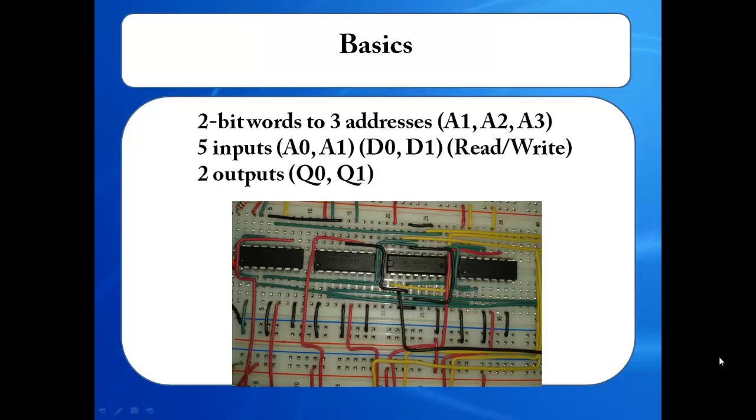As I said earlier, it stores 2-bit words in 3 different addresses. These addresses are decided by 2 inputs, A0 and A1. As well, the data inputs are decided by D0 and D1, and the read and write inputs are decided by a single switch. When the read and write switch is at 1, the circuit will read the data. When the read and write switch is at 0, the circuit will write data. As well, there are 2 outputs, Q0 and Q1. Q0 is the sum, and Q1 is the carry.